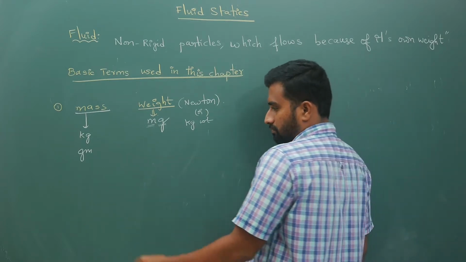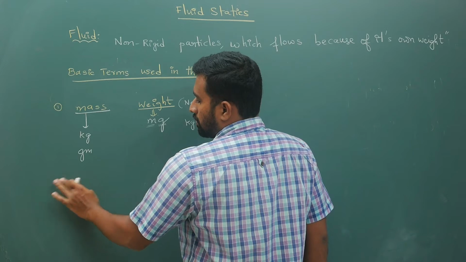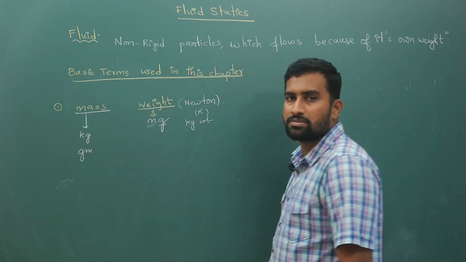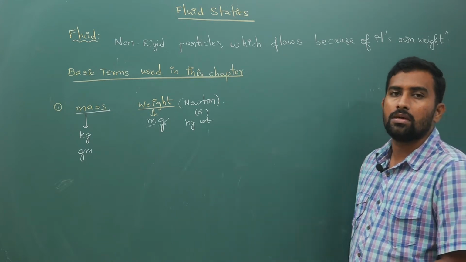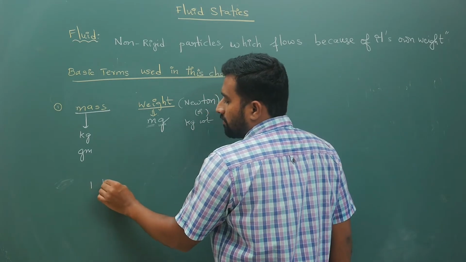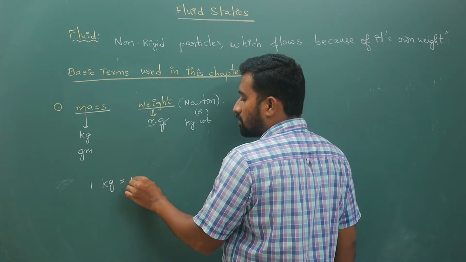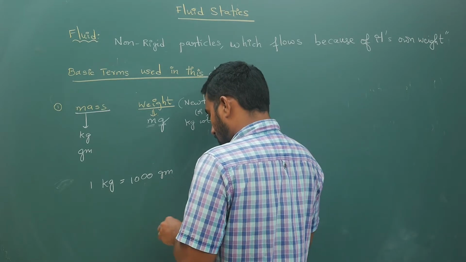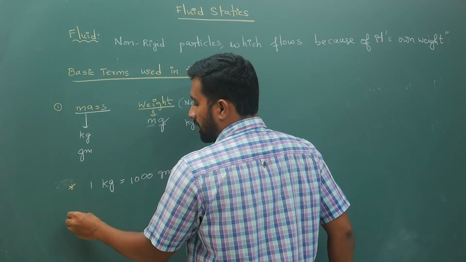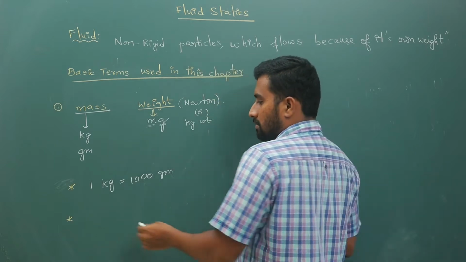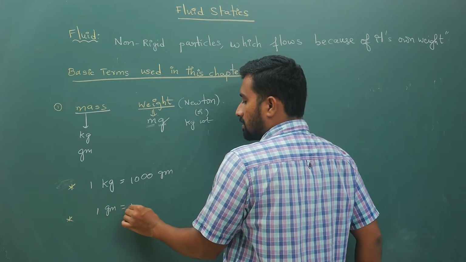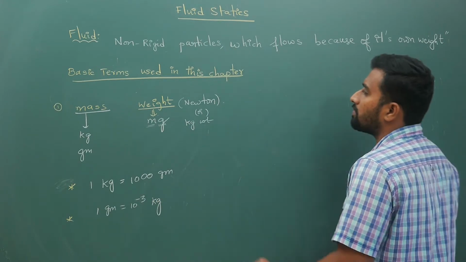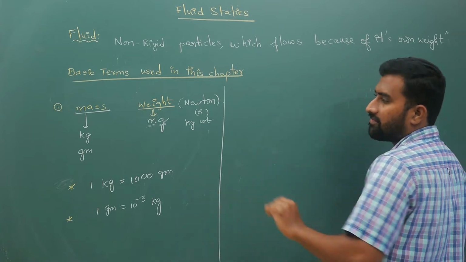You need to understand the units because you cannot give wrong answers. For mass, 1 kg is equal to 1000 grams. Keep this as the first point. The second point is 1 gram is 10 power minus 3 kg. If you remember this much, that is enough.